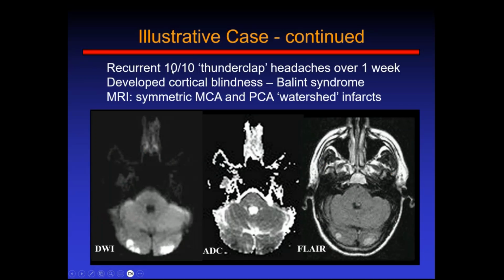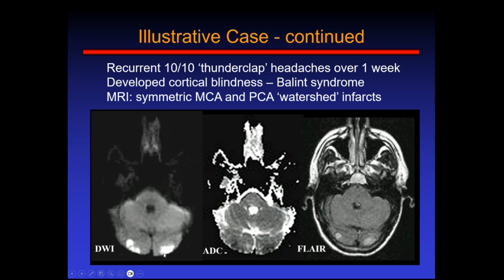Most patients have this recurrent 10 out of 10 thunderclap headache. Thunderclap means going from 0 pain to 10 out of 10 pain within 60 seconds. Recurrent headaches are the norm, and this patient went on to say he had blurred vision. When I examined him, he had elements of Balint syndrome, which is one of the cortical blindness syndromes.